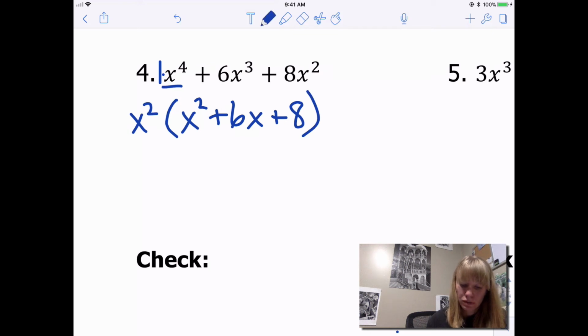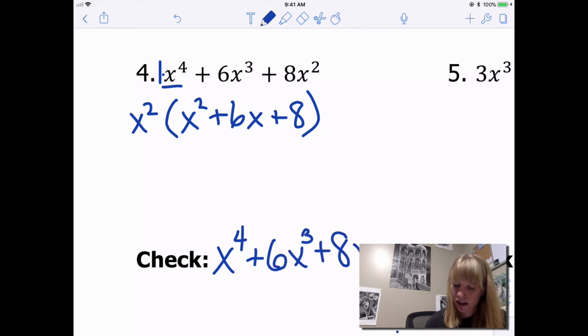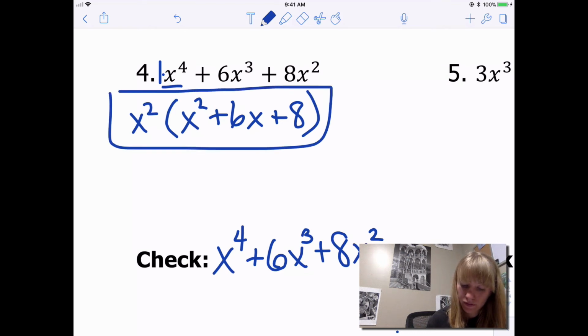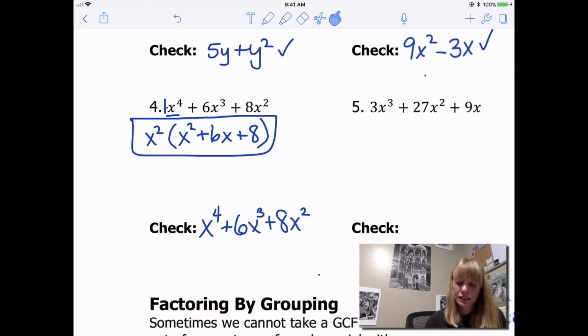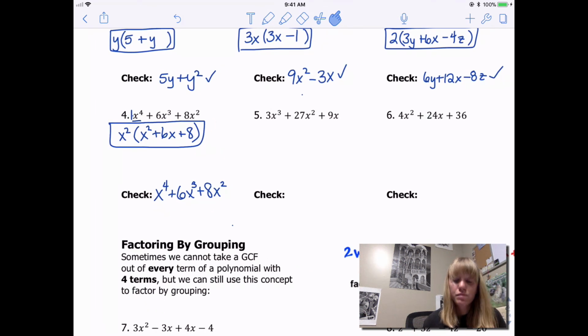Double checking, if I distribute, x squared times x squared is x to the 4th. X squared times 6x is 6x to the 3rd. And x squared times 8 is 8x squared. And that's my final answer. All right, you do those last two, please.